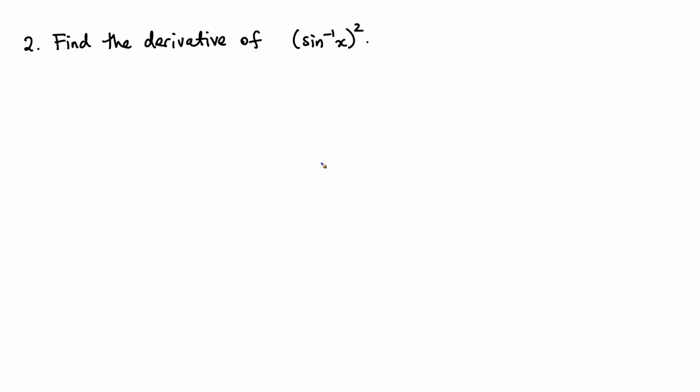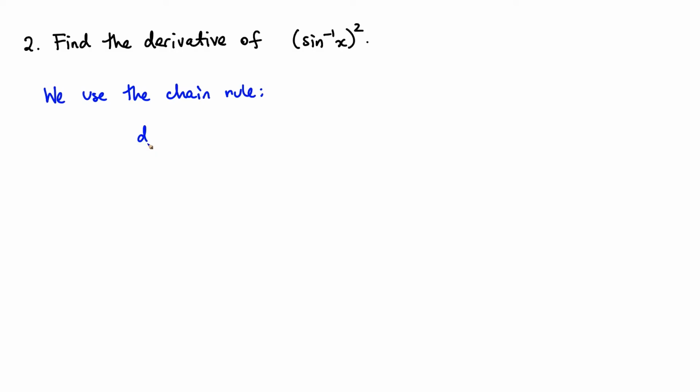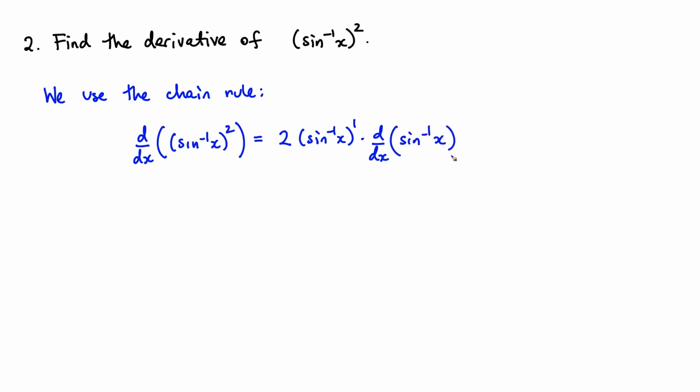We use the chain rule, which I'm assuming you've used plenty of times. So to figure out the derivative, d dx, of the function we're given, sine inverse x all squared, we use the chain rule. The chain rule says you bring down the 2, and then it's sine inverse x to the power 2 minus 1, which is 1. But then we have to multiply by the derivative of what's inside the brackets. In this case, that's just sine inverse of x.